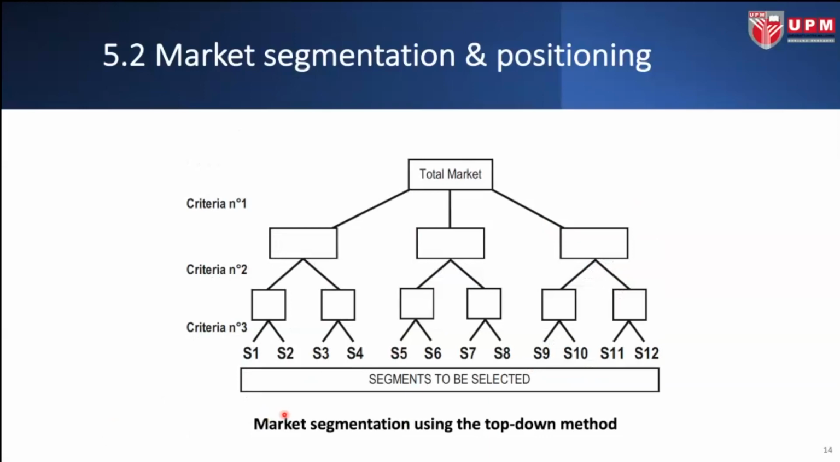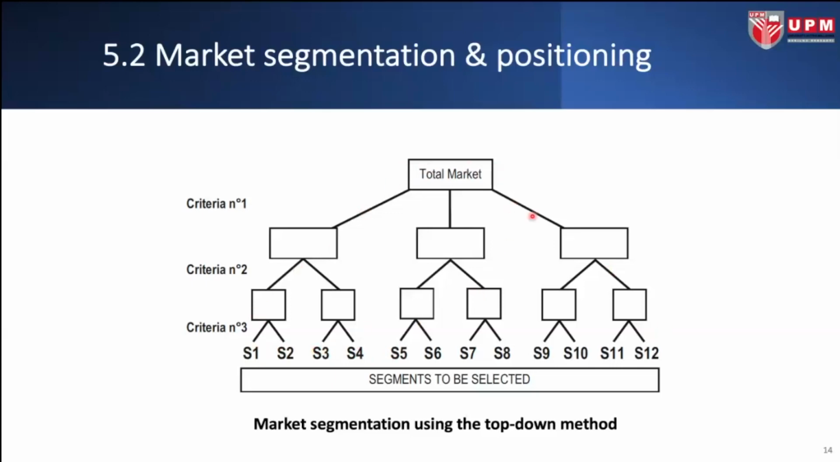So if we look at the general overview of market segmentation using the top-down method, where you can have levels of criteria. For example, this is the biggest, the larger market, the total market, where for criteria number one, you may have the type of long haul aircraft, aircraft that fly between continents. Criteria number two, maybe you can put the number of seats available. Criteria number three, maybe you have choices of food served in the aircraft.